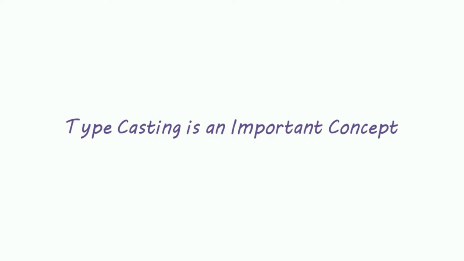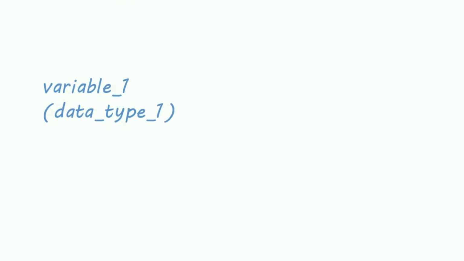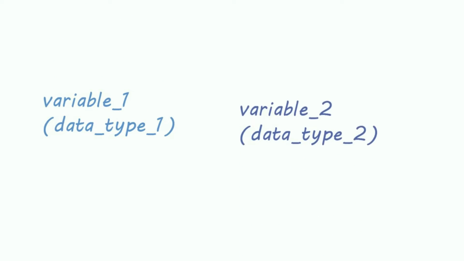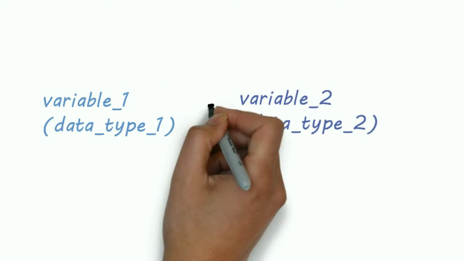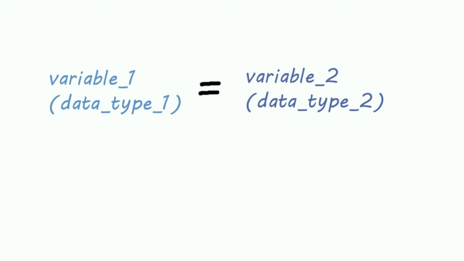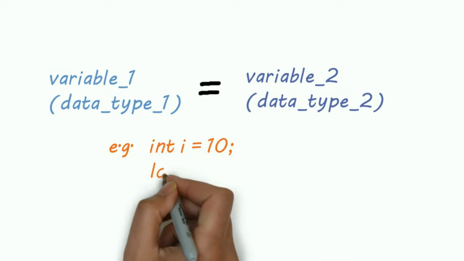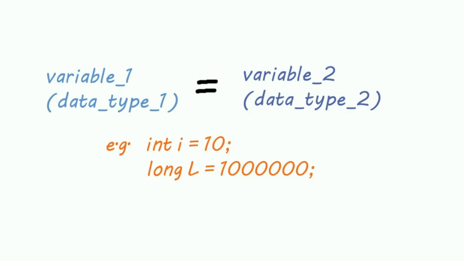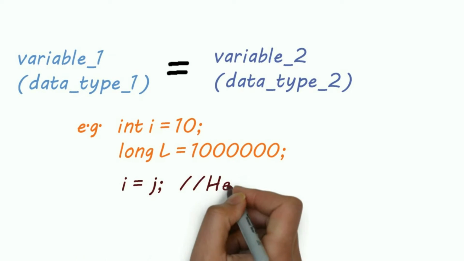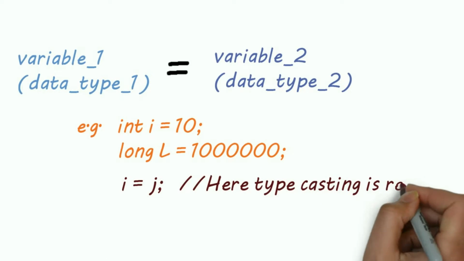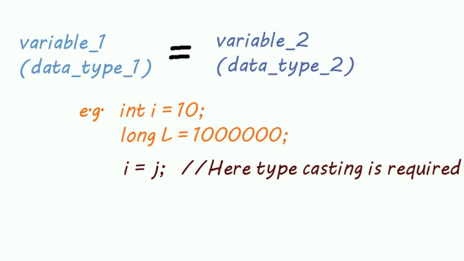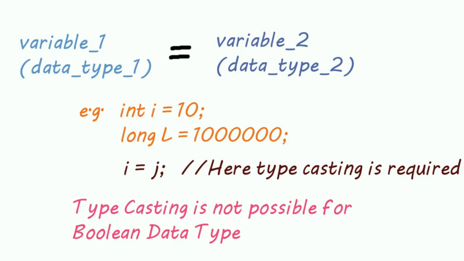Hi guys, typecasting is an important concept. Typecasting is used where we assign variables of one data type to a variable of another data type. For example, int i equals 10 and long l equals 1000. Now here, typecasting is required. Typecasting is not possible for Boolean data type.